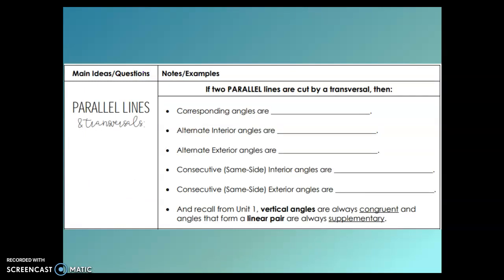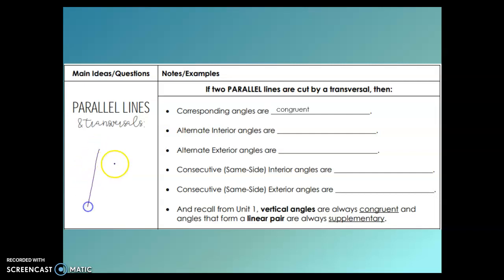And when parallel lines are cut by a transversal, we still have those same relationships in our angles, but something neat happens to the angles. Our corresponding angles, those are the ones in the same position relative to the transversal and the intersected lines. Our corresponding angles are going to be congruent.